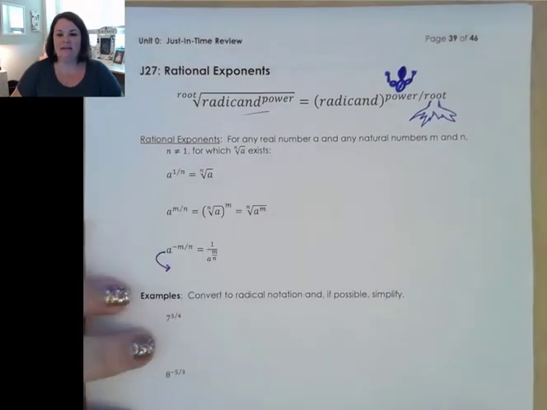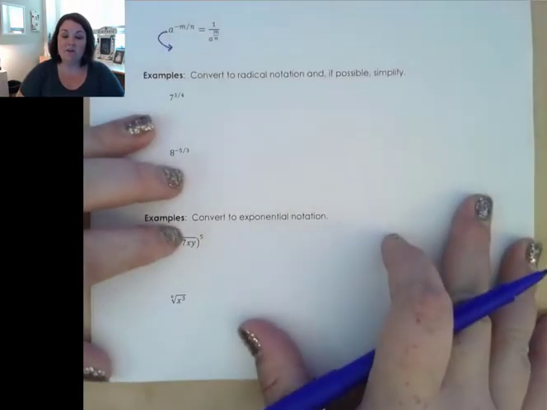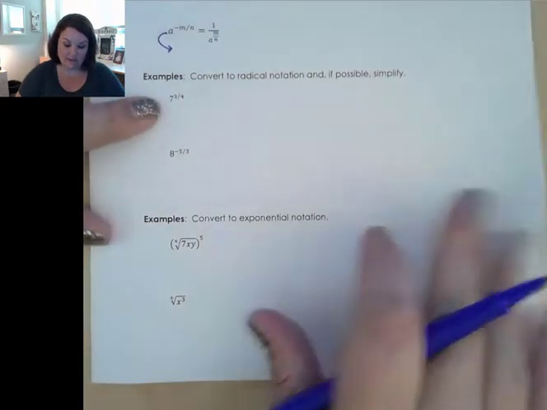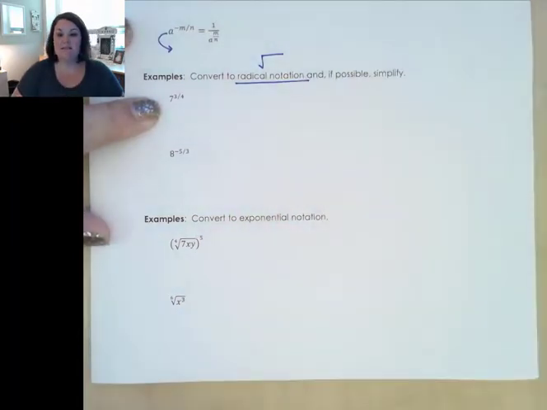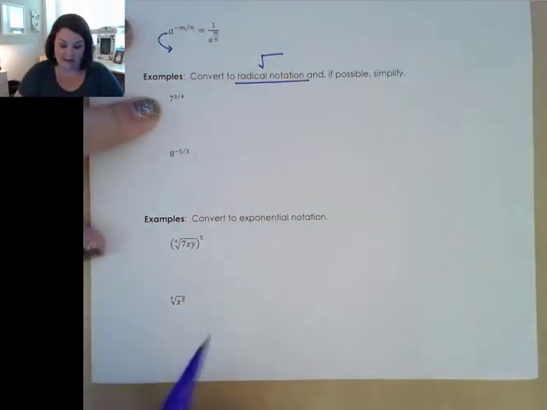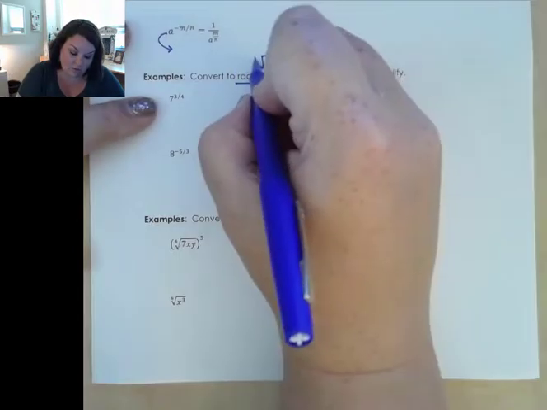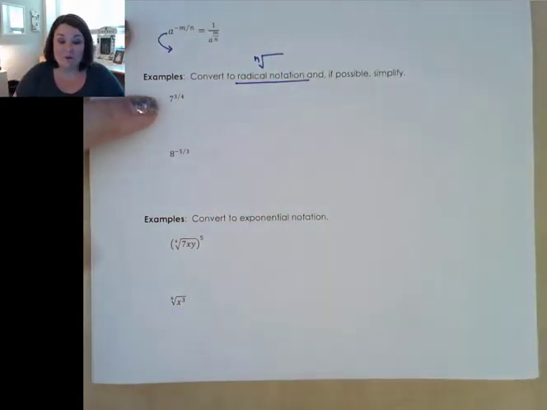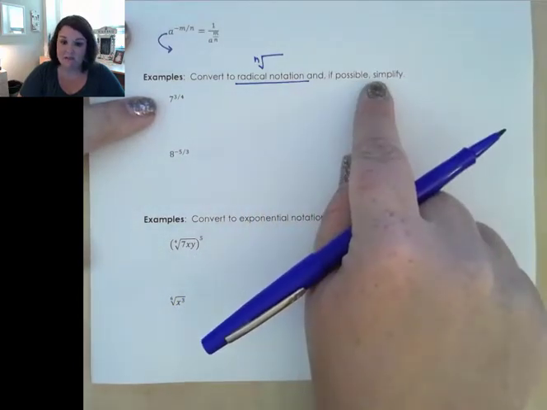So let's look at some examples. The first set of examples are asking us to convert what is given to us to radical notation, meaning we want to end up with some type of radical symbol. Now I put a square root here just to represent a radical. It doesn't necessarily mean it's going to be a square root. It's going to be whatever the nth root, whatever the root is of our problem. And then once we get it in radical notation, we're going to simplify it if that's possible.